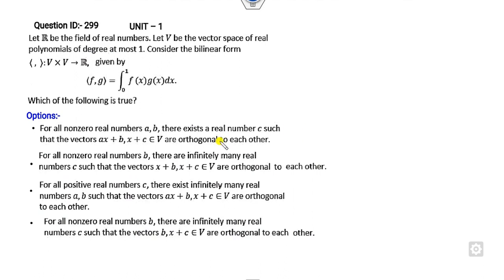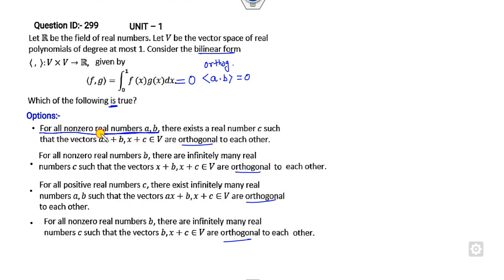Okay, let's look at the next one. This is the bilinear form, the inner product space is given to you. Which of the following statements is correct? They are talking about orthogonal. We all know the meaning of orthogonal: their inner product will be 0. So your target is to prove that it will be 0 for the corresponding pairs. That's a very simple question. If you look at the options, nothing more is needed to solve them.